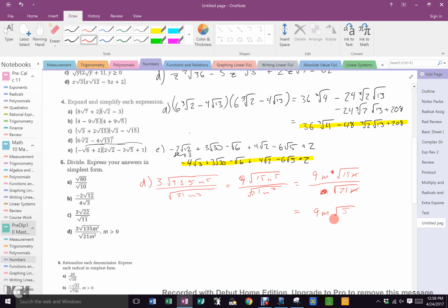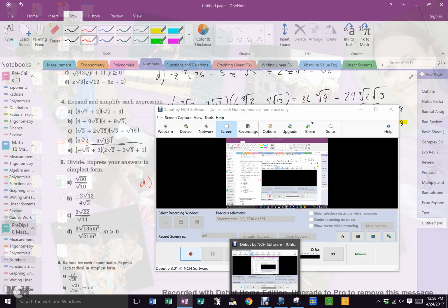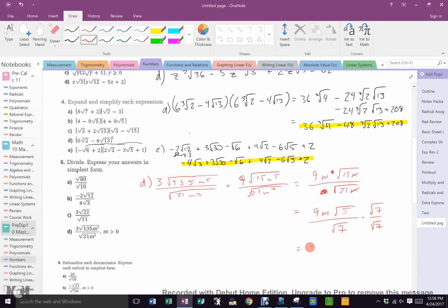5 over root 7. And then, of course, I forgot to rationalize the denominator to get 9m root 35 over 7.